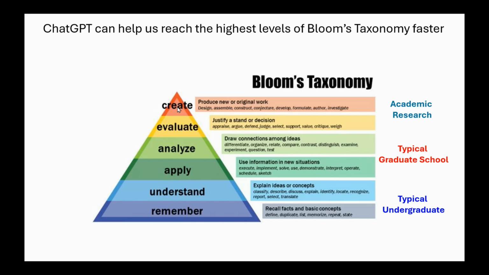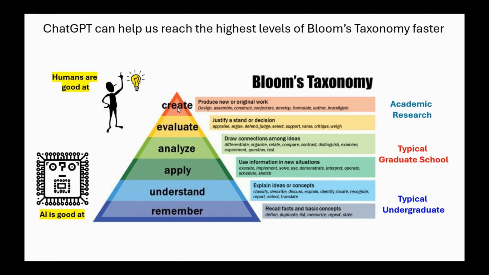And my perspective right now is that ChatGPT and AI in general is really good at these low-level things, right? They're really good at remembering and understanding and even implementing really basic, rudimentary ideas and execution of those things. But humans, I think, are most effective at these higher levels of Bloom's taxonomy, right? Like creating new products, solving problems, deciding what questions to ask, right?